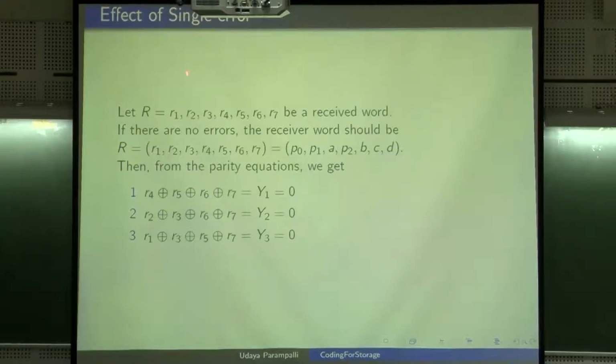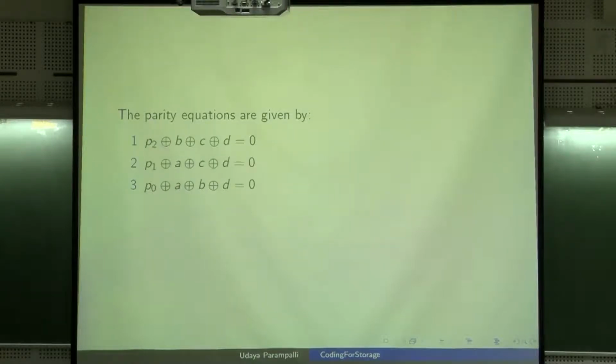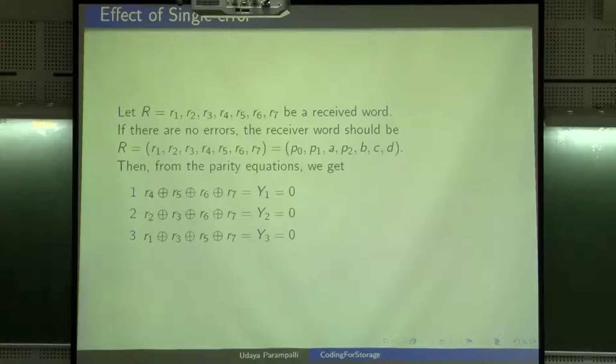Let us say what happens to a single error. You choose A, B, C, D and then generate the whole code word of length 7, and you transmit it on a channel. On the other side you get a received word, with R1, R2, R3 and so on. You observe them as zeros and ones only, but you don't know which one was transmitted.